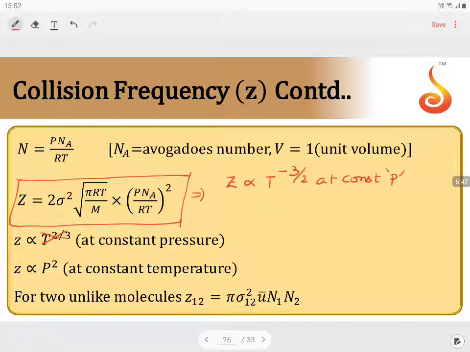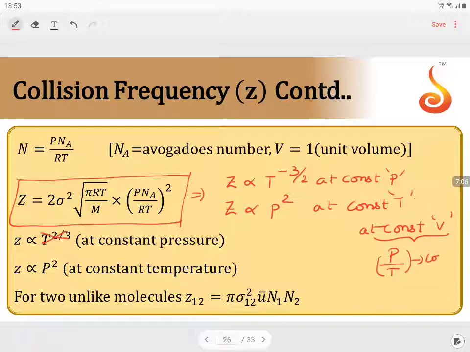Z is directly proportional to P square at constant temperature. And we have one more point, which is very important: at constant volume, Gay-Lussac's law says the P by T ratio remains constant. Na is already constant, R is a constant, and P by T whole square, this total term, remains constant.